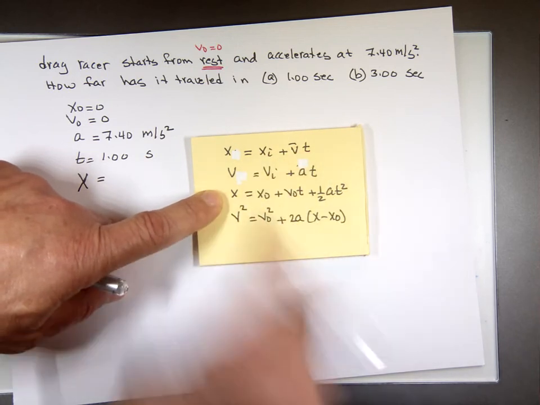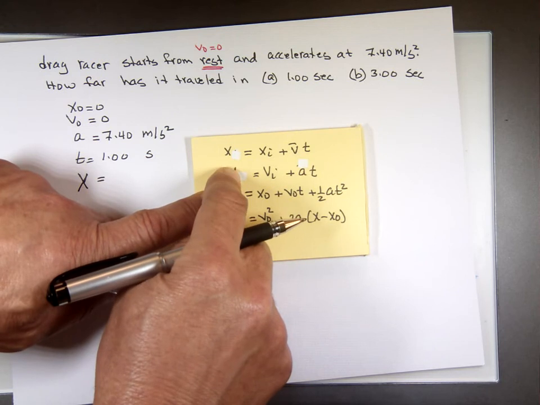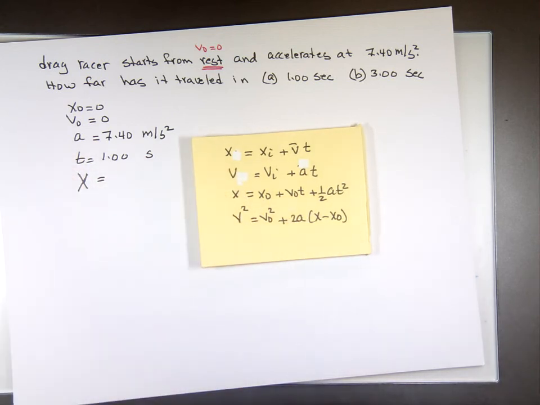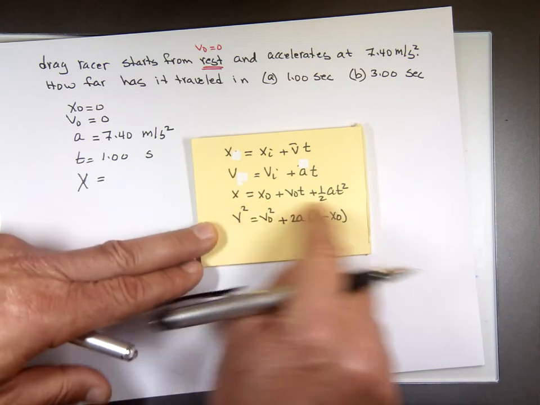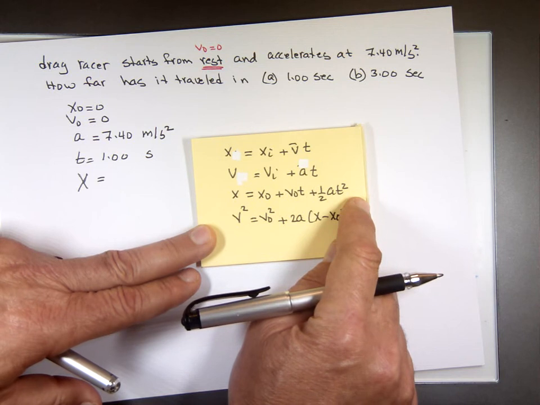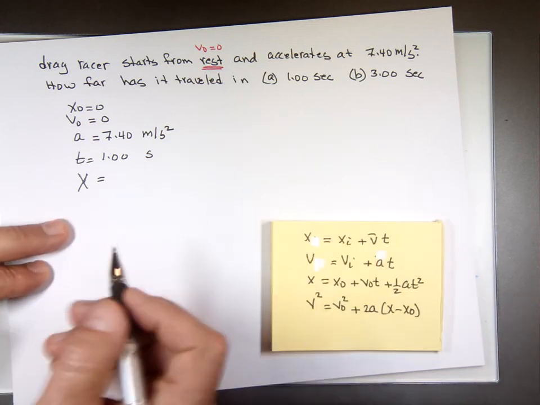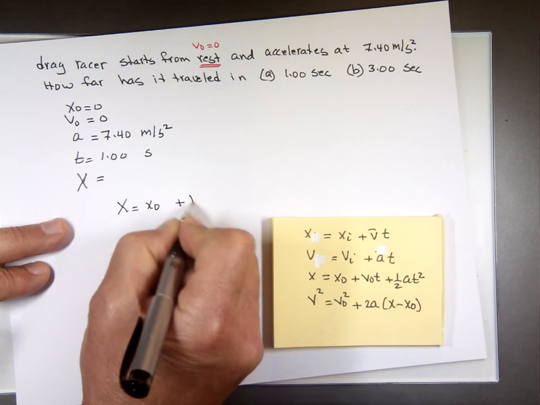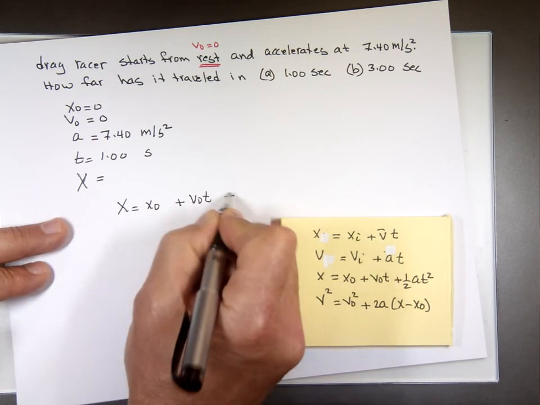Nothing wrong with it. I have no problem with that. Or I can use that one because this has all the stuff that I need in it right there. In one step it will take me there. Here we go: x equals x sub 0 plus v0 t plus 1/2 a t squared.